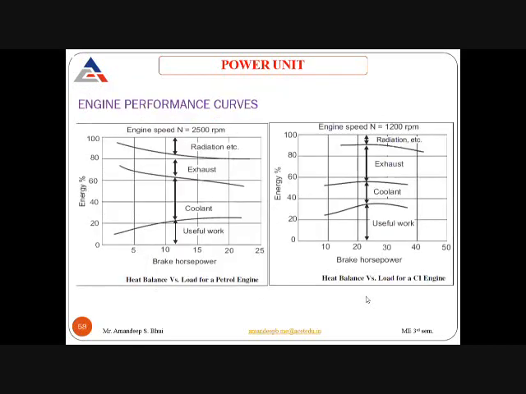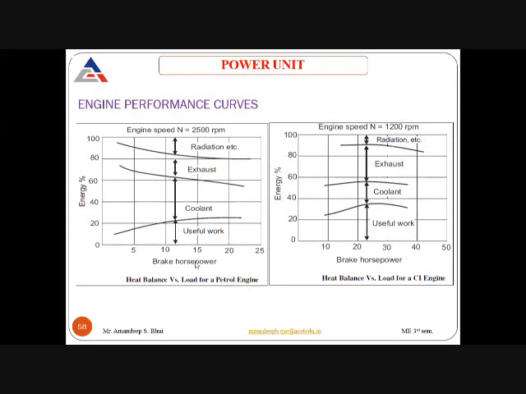Now here in this graph, you can see we have two graphs. The left graph is for a petrol engine. Here we have two parameters. On the x-axis we have brake horsepower, and on the y-axis we have percentage of energy. So the total energy that is being produced, that is the indicated power produced inside the combustion chamber, how is that energy consumed in an automobile. First we will go for the petrol engine.